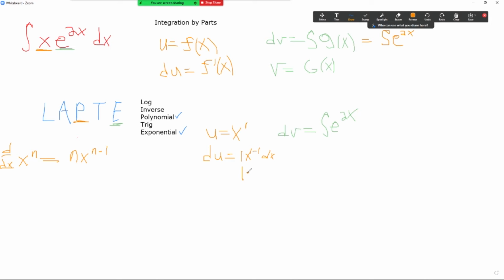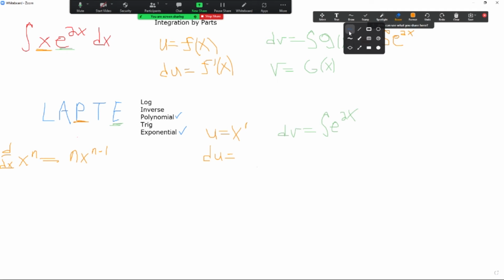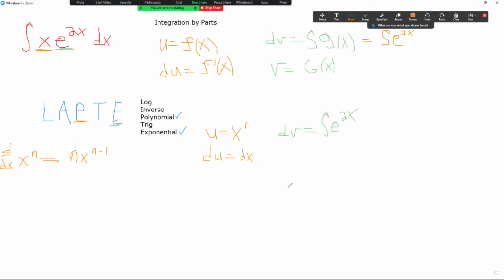So this actually is just 1 times x to the 0 power dx. And recall, anything raised to the 0 power is just 1. So this is 1 times 1 dx, and 1 times dx is just dx. So that was just a little refresher for using your power rule. So in general, the derivative of x is just dx.